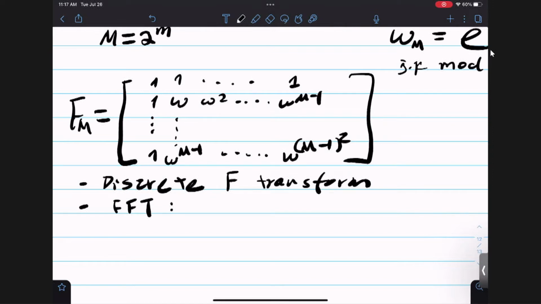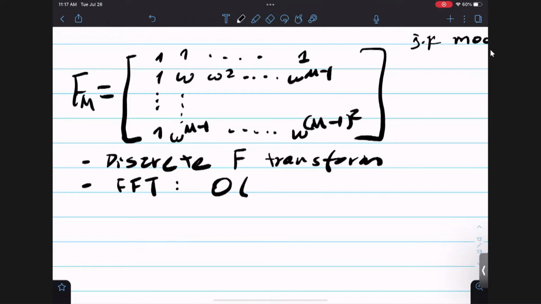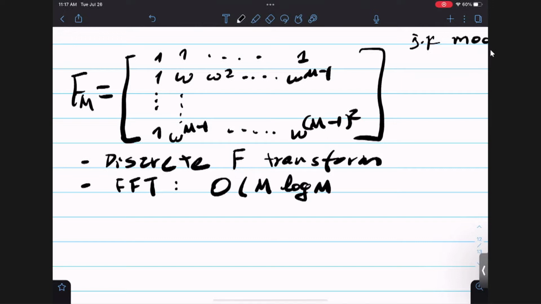Does anybody recall the running time of the fast Fourier transform algorithm? Anyone? Okay, I guess I'll just show you this, and you can tell me if you agree. So it scales with m log m.